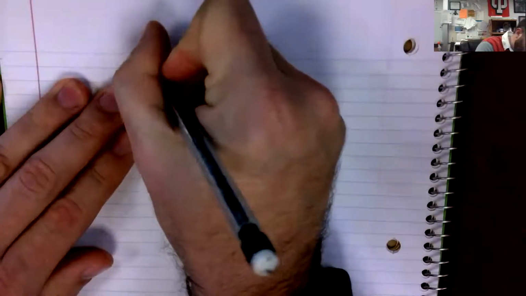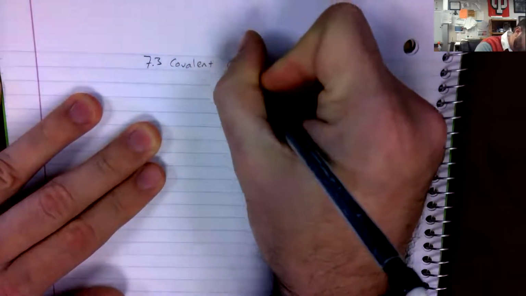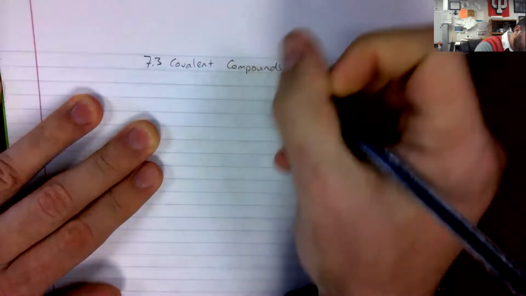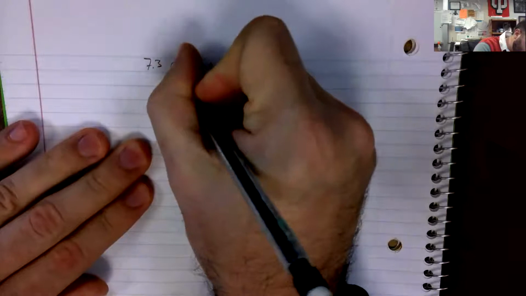All right, welcome back. Today we are taking a look at naming covalent compounds. So far we've done ionic compounds, we've done polyatomic ionic compounds, and today we take a look at covalent compounds. This is unit 7.3. And again, today we're looking at covalent compounds.